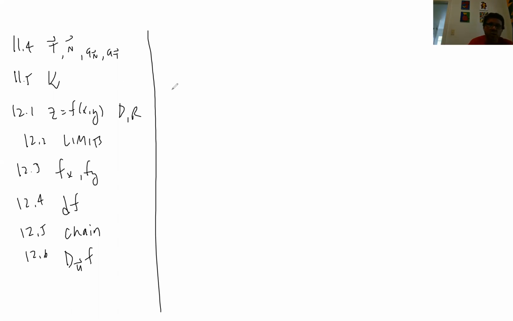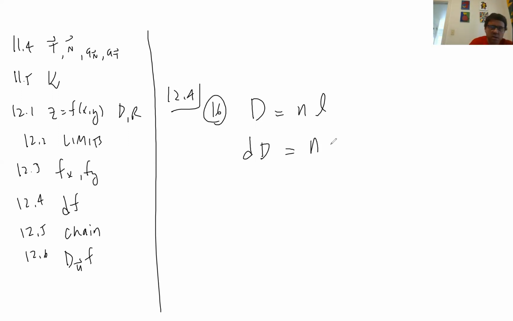I'm trying to think back on that 12.4 again. Piece 16. Let's see. The distance was N times L. So the total differential, which is how much of this is, will come into play as N times dL plus L times dN. So it's the L derivative, dL, and this is the N derivative. This is terrible. Capital D. We're using the capital D too much here.